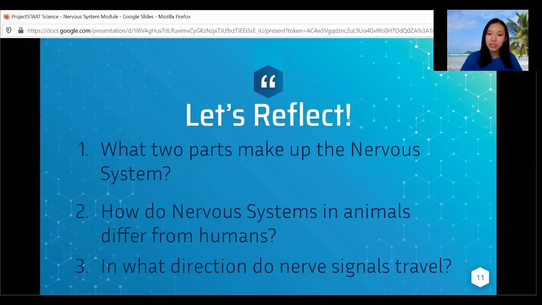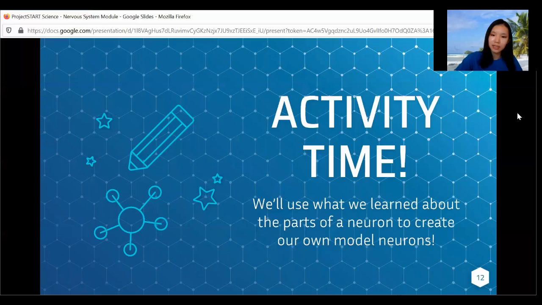And in what direction do nerve signals travel? Your answer would be from the dendrites to the axon terminal. Okay, so now we've moved on to activity time. We're going to use what we learned about the parts of the neuron to create our own model neurons.